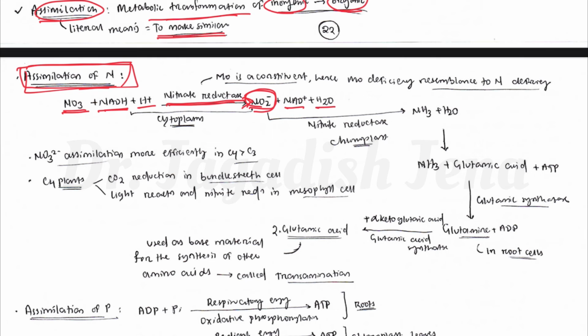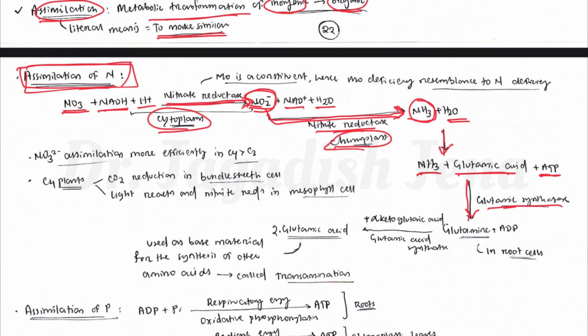Then again NAD plus and H2O. Then nitrite reductase acts here, and the first process is happening in the cytoplasm. Basically, the nitrate reduction is happening in the cytoplasm. Then nitrite reduction is happening in the chloroplast. So nitrite reduction through nitrite reductase converts it into NH3, ammonia or ammonium. Then along with water, ammonia plus glutamic acid plus ATP, with the help of glutamine synthetase, forms glutamine plus ADP, and this is mostly in the root cell.